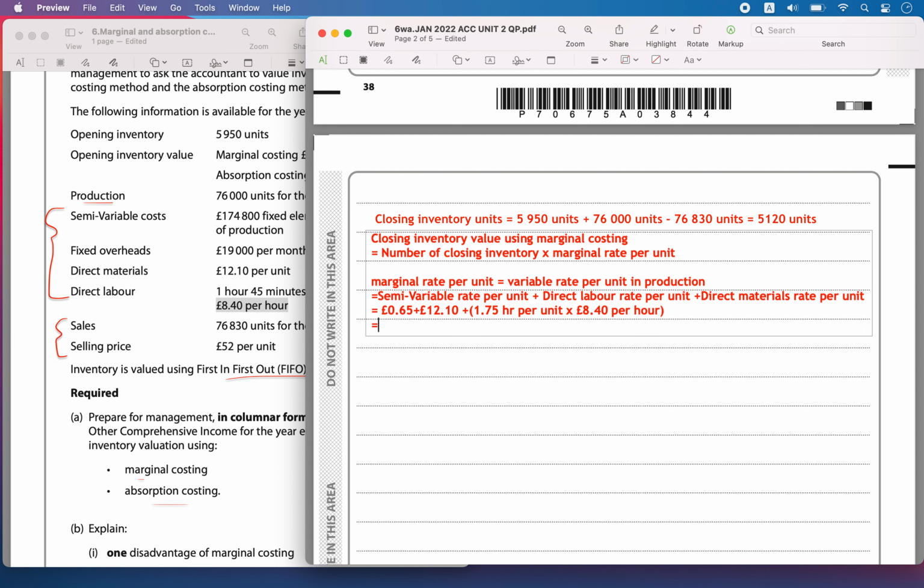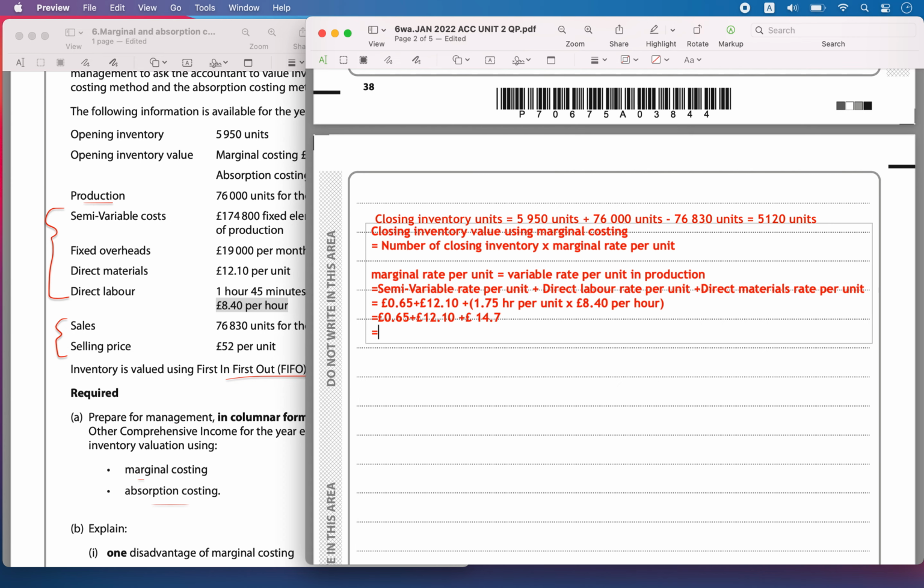So this is going to give the labor rate. That is going to be equal to 1.75 into 8.40, which is equal to 14.7 pounds per unit.